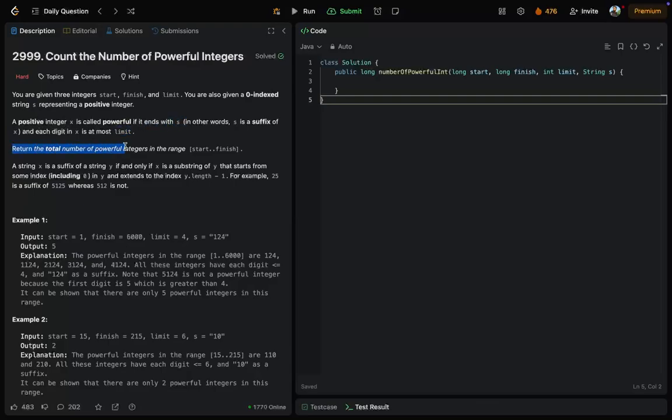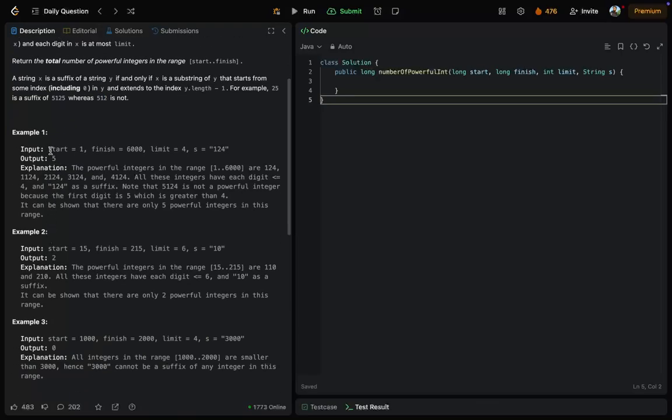We need to return the total number of powerful integers in the range of start to finish. A string x is a suffix. So this is just the definition of suffix. We already know what a suffix is. So 25 is a suffix of this, but 512 is not a suffix, right? So let's directly jump to the example.